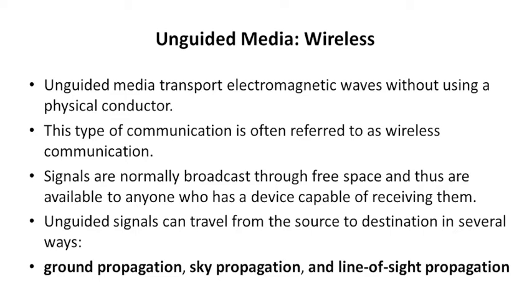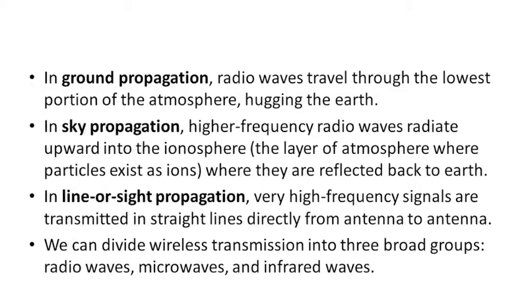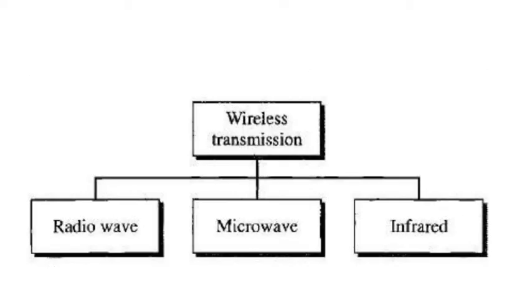The unguided signal can travel from source to the destination in several ways, like ground propagation, sky propagation, and line of sight propagation. In ground propagation, radio waves travel through the lowest portion of the atmosphere, hugging the earth. In sky propagation, high frequency radio waves radiate upwards into the ionosphere, where they can reflect back to the earth. In line of sight propagation, very high frequency signals are transmitted in straight lines directly from antenna to antenna. We can divide wireless transmission into three broad categories: radio waves, microwaves, and infrared waves.